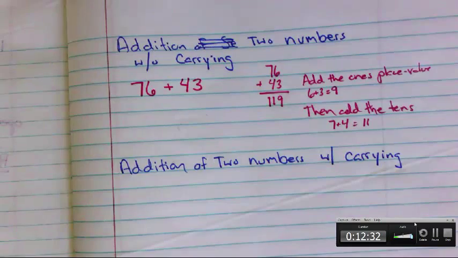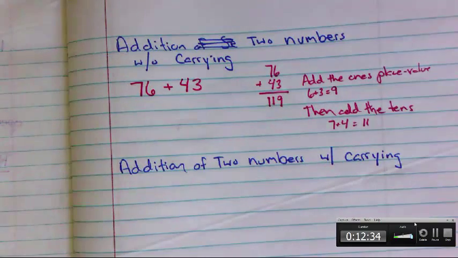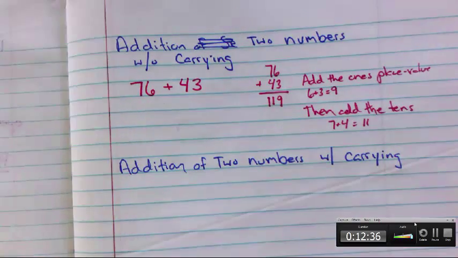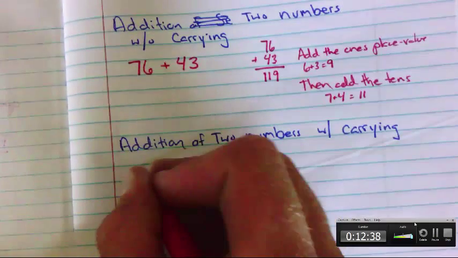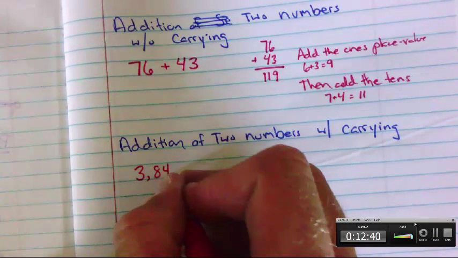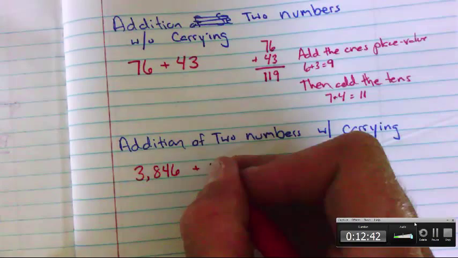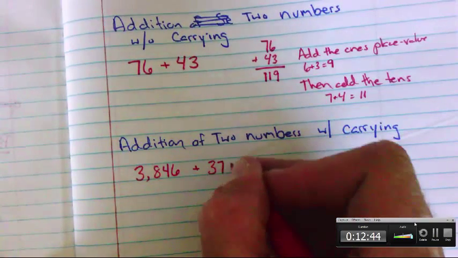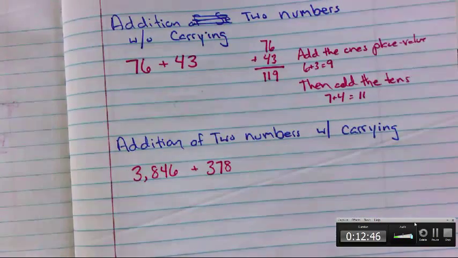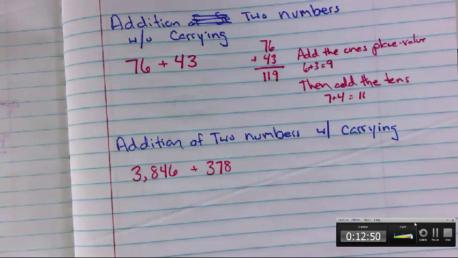All right, and here's an example of addition of two numbers with carrying. Let's say we had 3,846 plus 378.